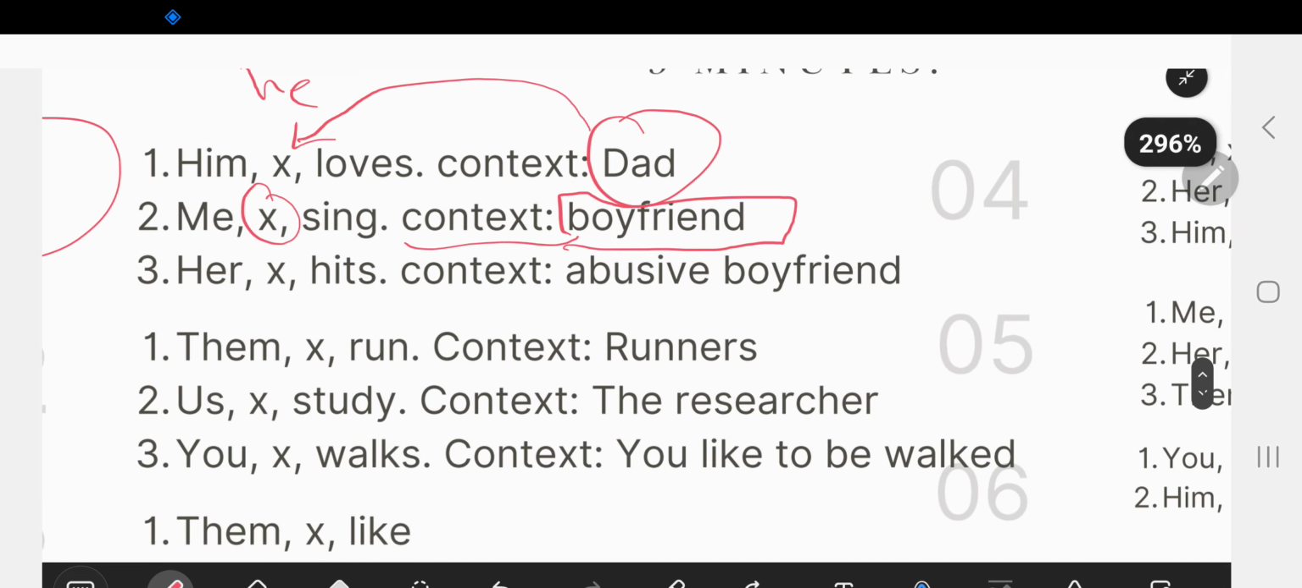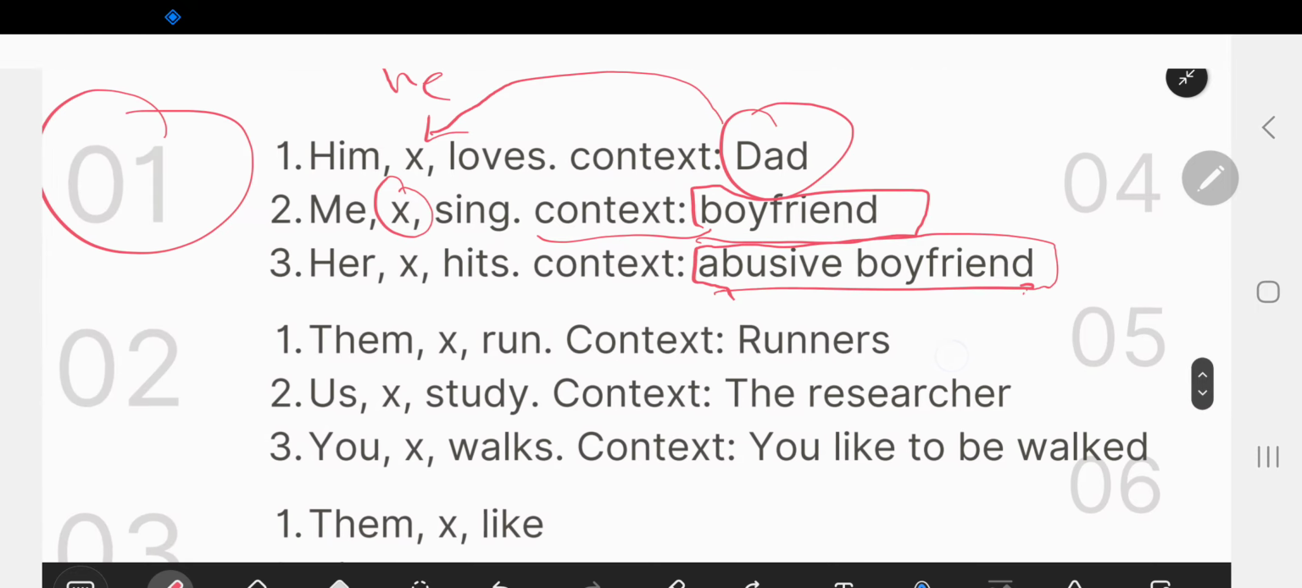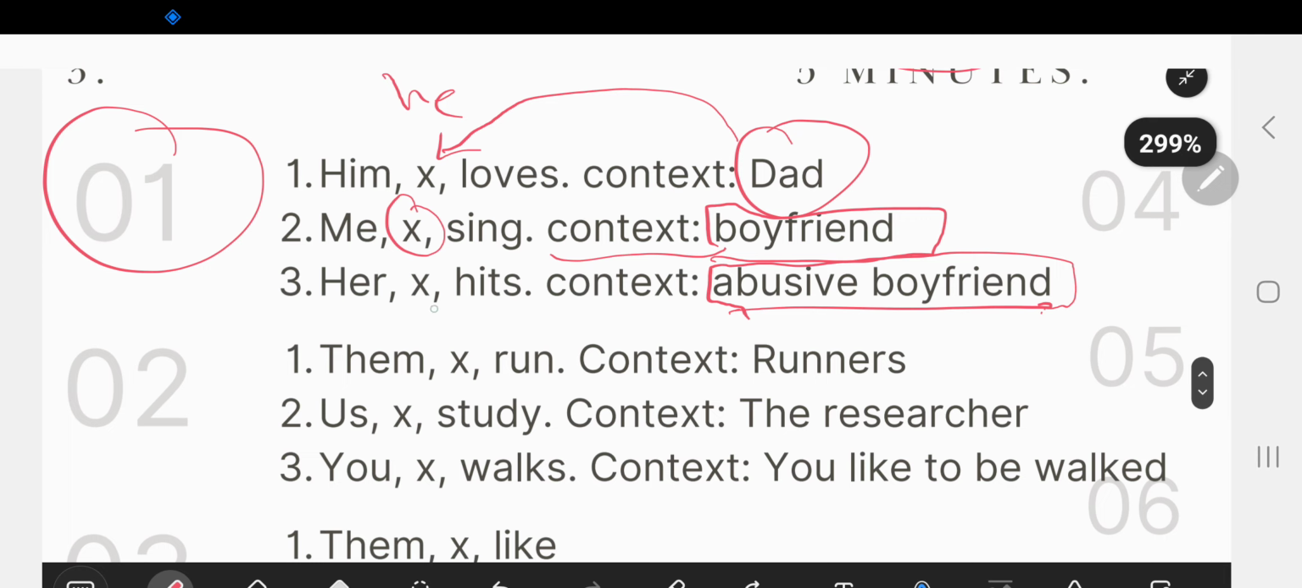Now, this is context, abusive boyfriend. Let's hope we never have something like that. If you do have one, then call the ambulance or call the cops. I bet they'll take care of it. But he, okay, so we're already talking about an abusive boyfriend. So if we don't mention the subject and we're talking about it, then it means he hit her.